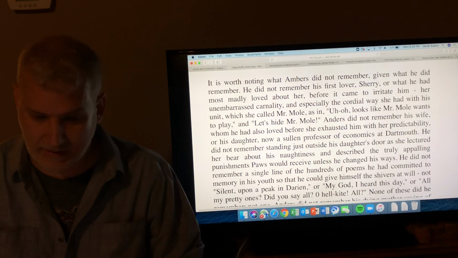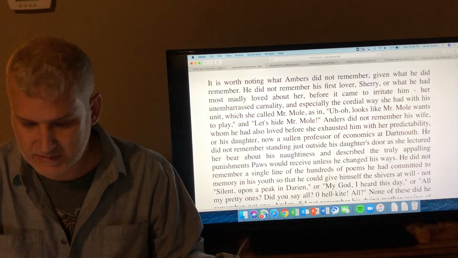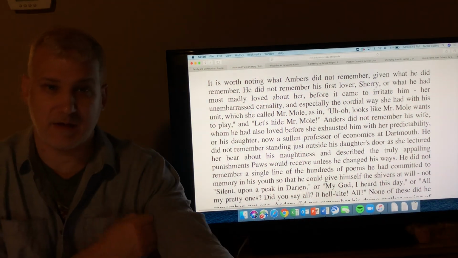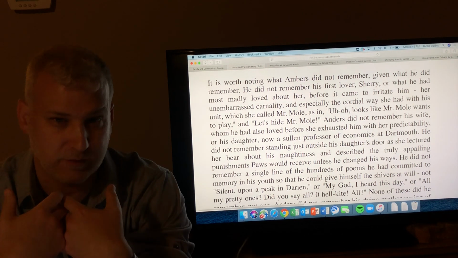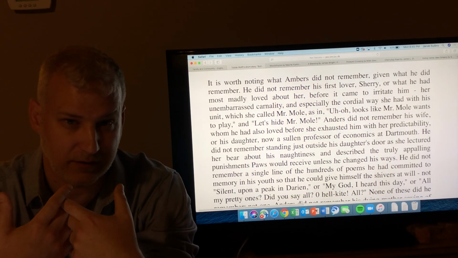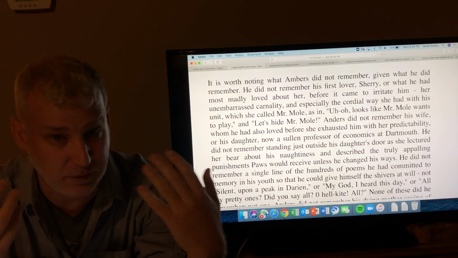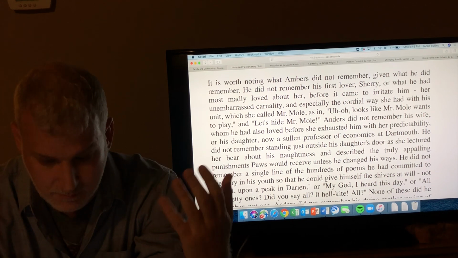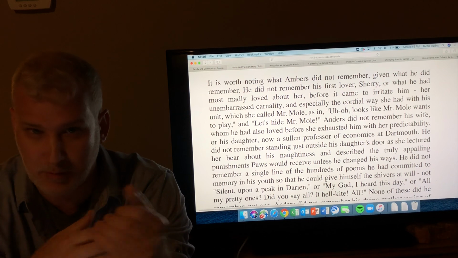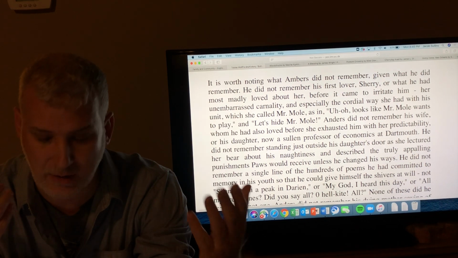It is worth noting what Anders did not remember, given what he did remember. And a lot of this just guides you through his memories, guides you through the stuff that's in his memory space, not physical place, but the landscape of his memory. And it's all these things that he did not remember.